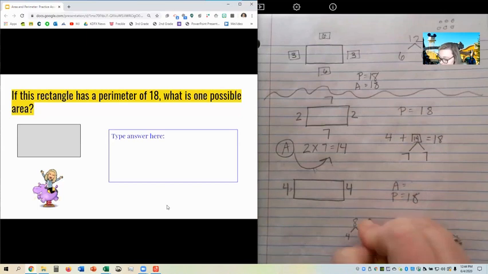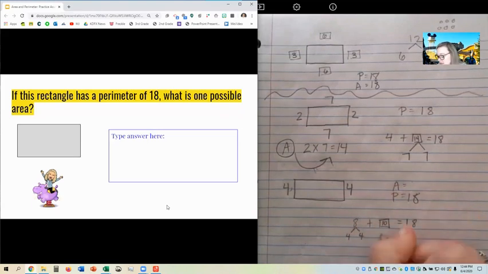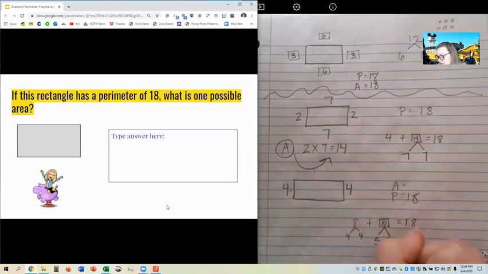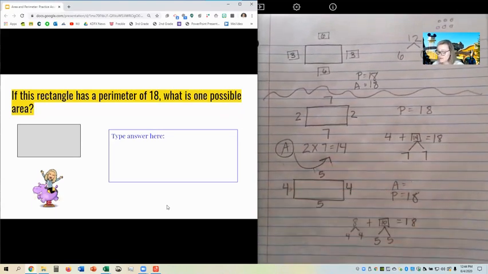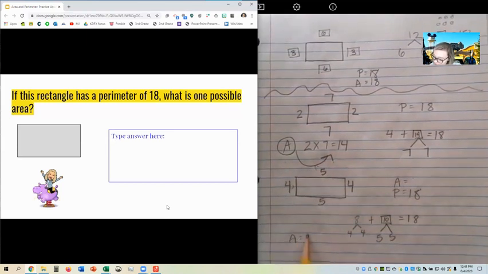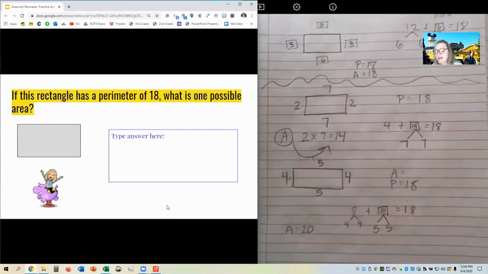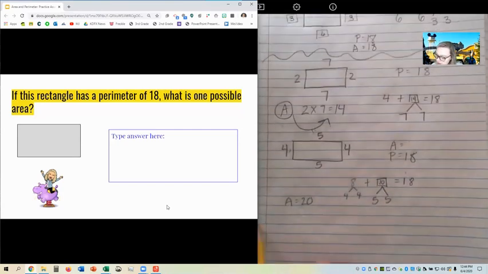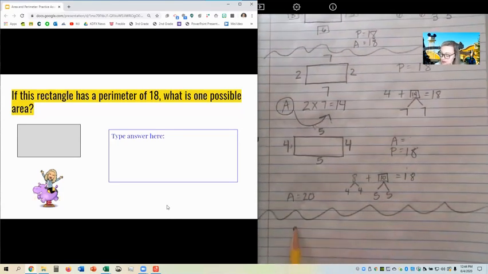So 8 plus how many more equals 18? And we know 10. But we have to have two sides. So we'd have to break that into 5 and 5. So 5 and 5. So another possible area would be, the area could be 20, because 4 times 5 is 20. And our perimeter would be 18. All right, I wonder how many other ways? Let's see if we can do one more, then we'll move on.